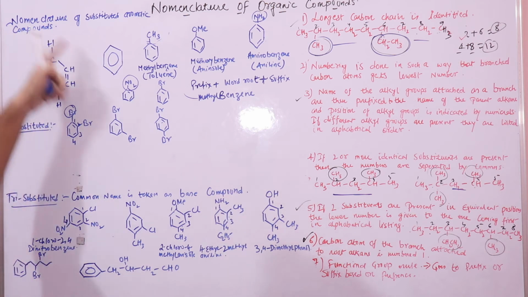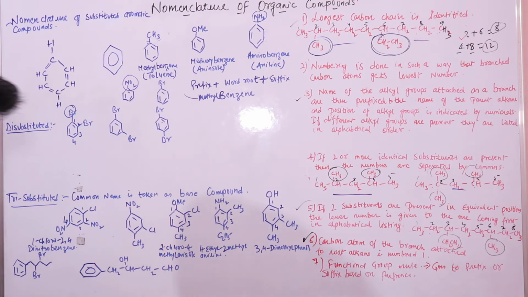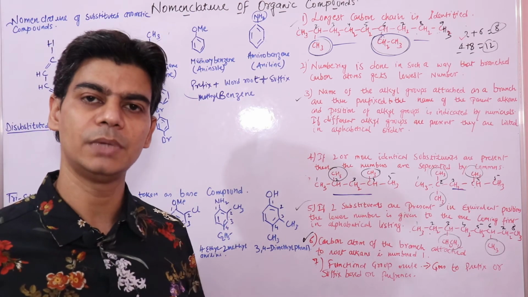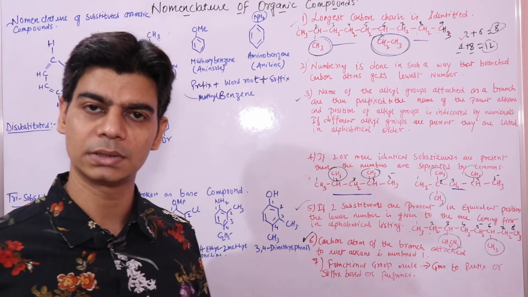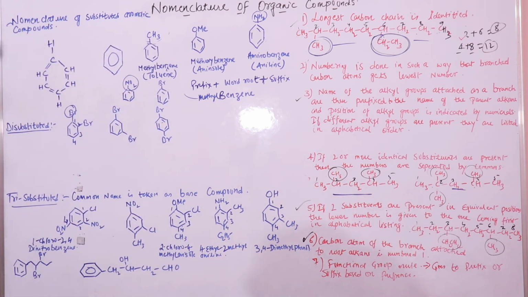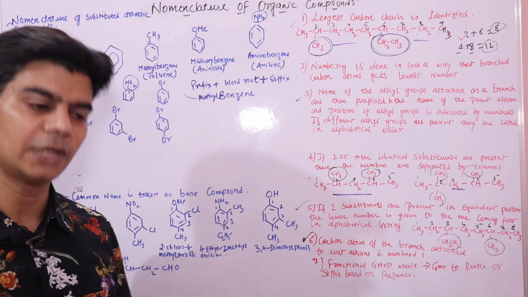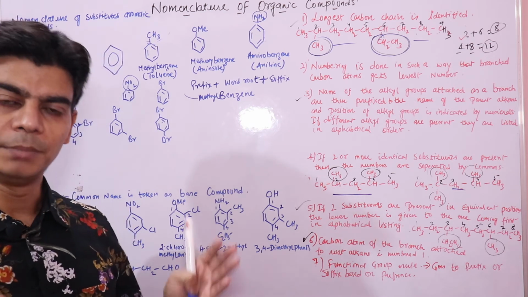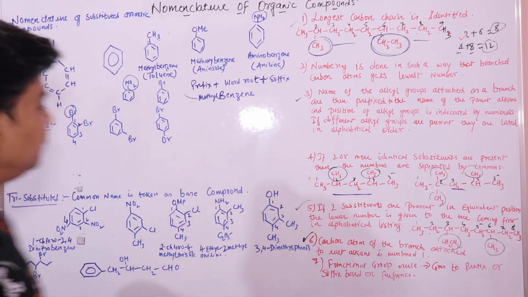You will see benzene in all the aromatic compounds, right? Maybe fused, meaning you may have more than one benzene nucleus in the aromatic compounds, like anthracene and phenanthrene, where you have more than one benzene nucleus fused together, right?